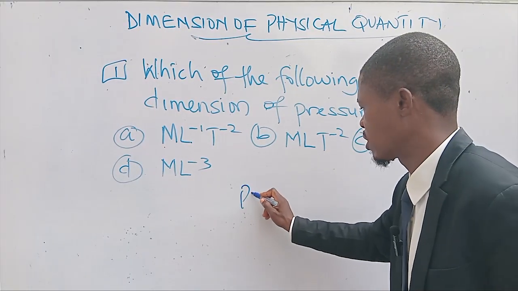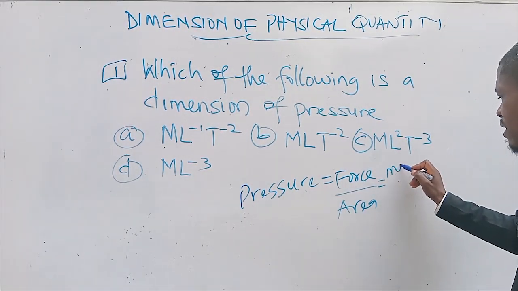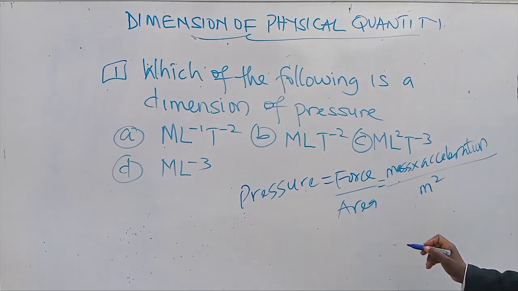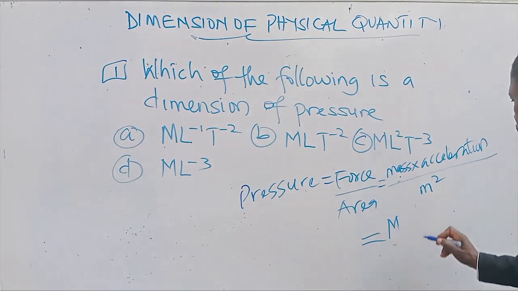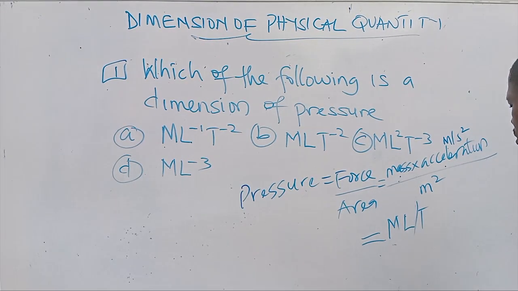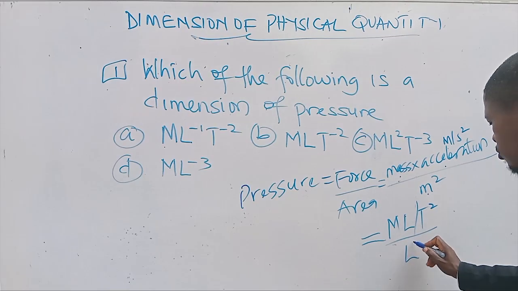Pressure is force over area. And don't forget, force is mass times acceleration. And then the area is in meter square. So the dimension for force is M for mass, acceleration is meter per second square, L per T square, over meter square. That will be L square.